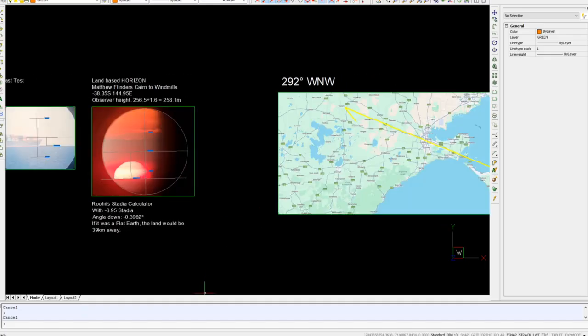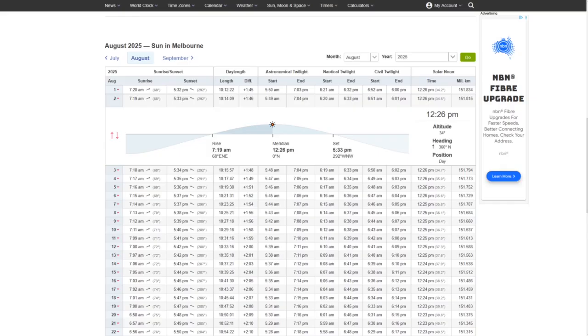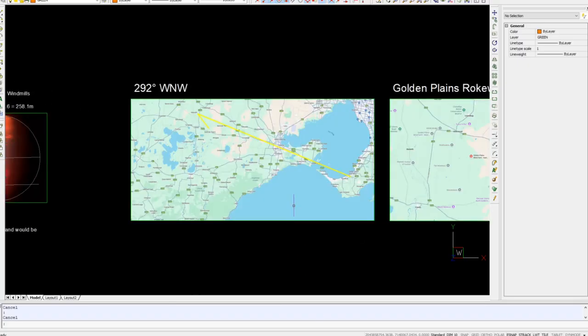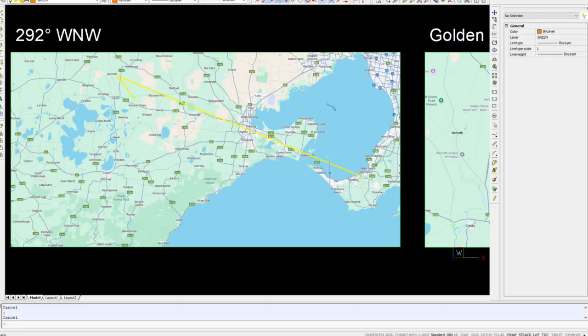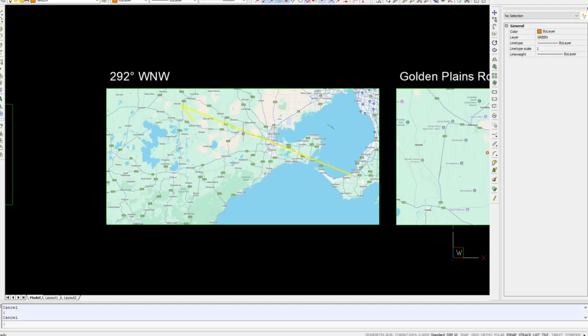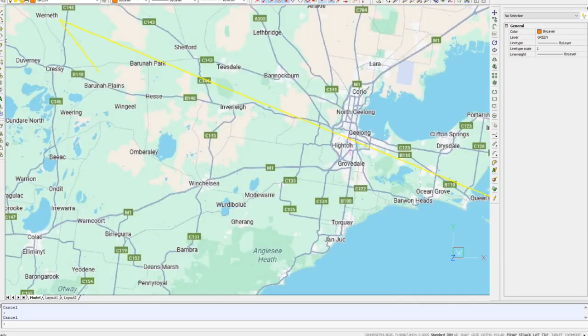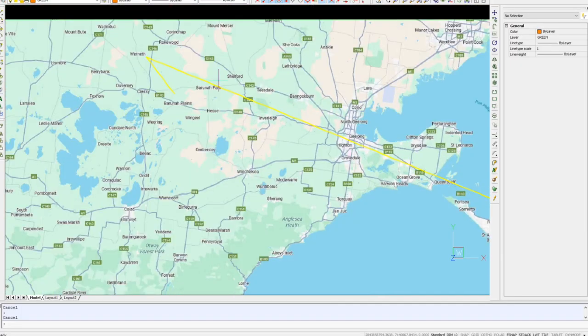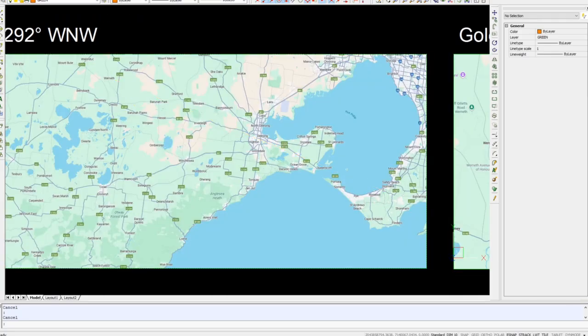So I went on the sunset time, so August 2nd. Sunset says 292 degrees west-northwest. And so according to that, I took a broad screenshot and drew an angle of 292 degrees, and it was roughly pointing straight through Geelong. I couldn't believe that. It was actually going straight through the city of Geelong. It was going up near Wyneth and Rockwood and Barana Park and all that sort of stuff. And I was not 100% sure of that.